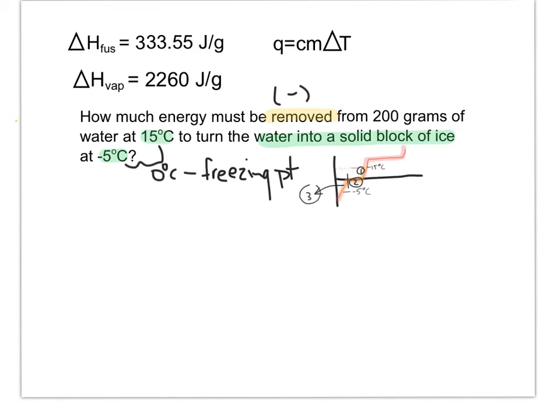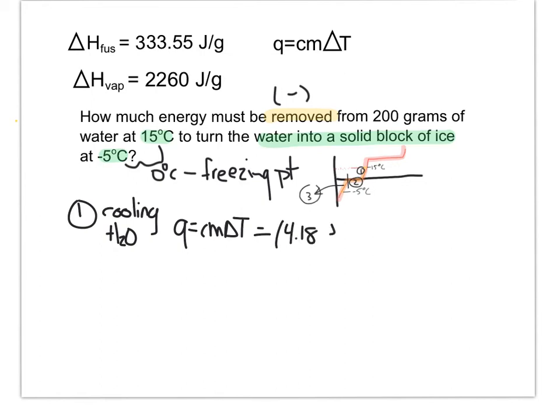So, step number 1. We're going to deal with the cooling of the water from 15 degrees Celsius to the freezing point. Remember, cooling of water is going to refer to our Q equals C m delta T equation. The Q is what we're solving for. We know that the C of water is 4.18 joules per gram degree Celsius. We're going to plug that in. We're going to plug in our mass of our water, which is 200 grams of water. And then remember, delta T is just temperature final minus temperature initial.